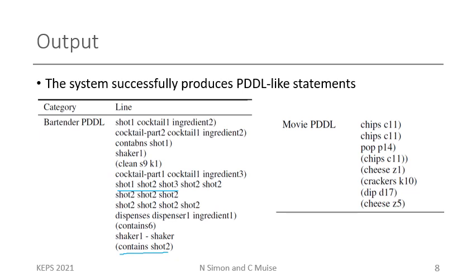The system has also learned that appropriate objects pertaining to the domain, such as chips, pop, cheese, and crackers, for example, for the movie domain, and cocktail, dispenser, and ingredient for the bartender domain, have also been identified.